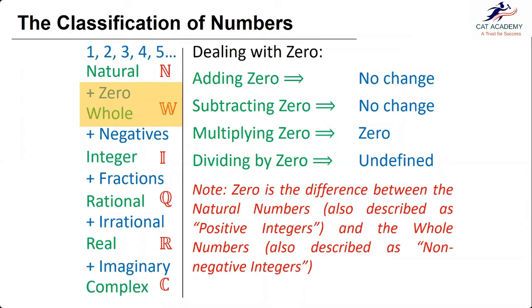Correct? So by that logic, whole numbers, that means out of the integer part, I do not want negatives. 0 is okay, positive is okay. So that means non-negative, can I say? So can I say whole numbers are nothing but non-negative integers and natural numbers are nothing but positive integers? Understood?